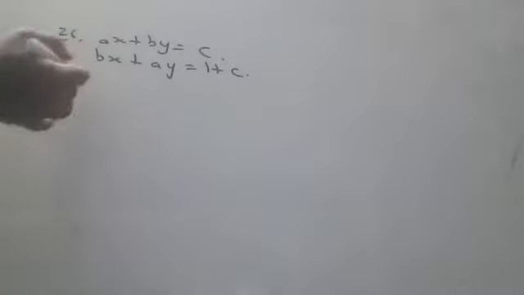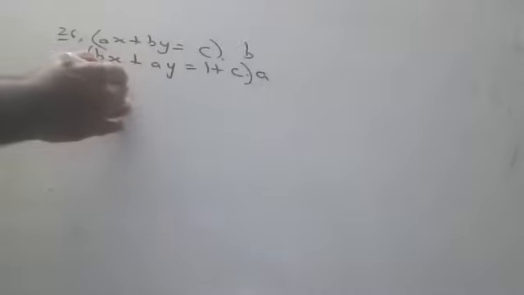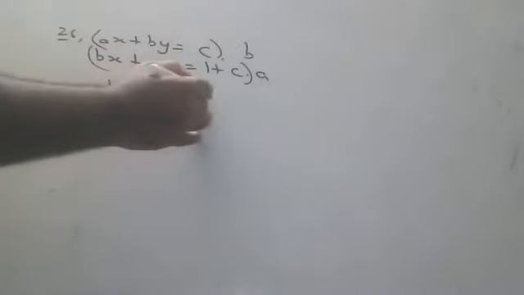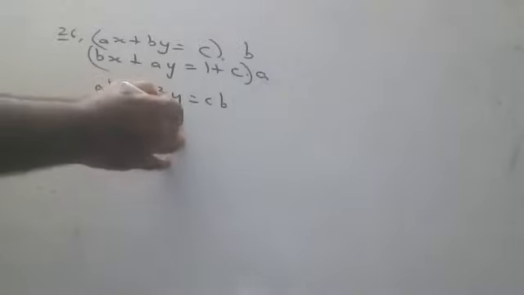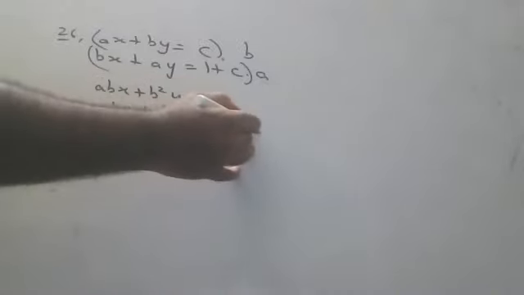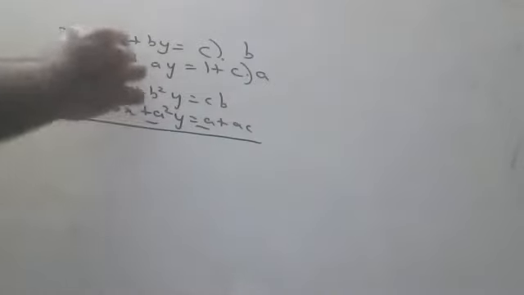If you want to cancel X, then I should take B here. I should put the A, children. So, ABX plus B square Y is equal to C. And ABX plus A square Y is equal to A plus AC. Minus, minus, minus. This cancels, children.